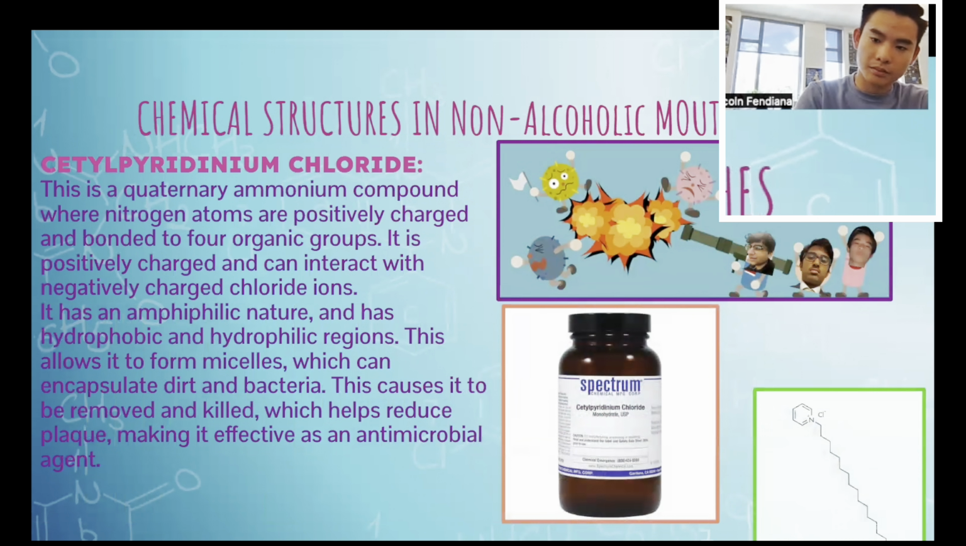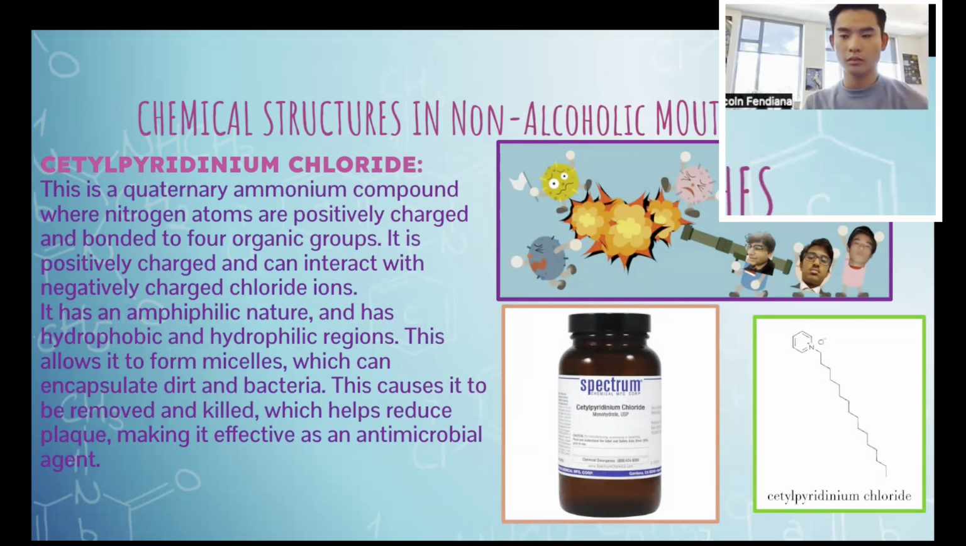Okay, so one of the first chemical structures in non-alcoholic mouthwashes is cetylpyridinium chloride. It's an ammonium compound with nitrogen atoms that are positively charged and bound to 4 organic groups. It is positively charged and can interact with negatively charged ions, and it has an amphiphilic nature, with hydrophobic and hydrophilic regions. This allows it to form micelles, which can encapsulate dirt and bacteria.